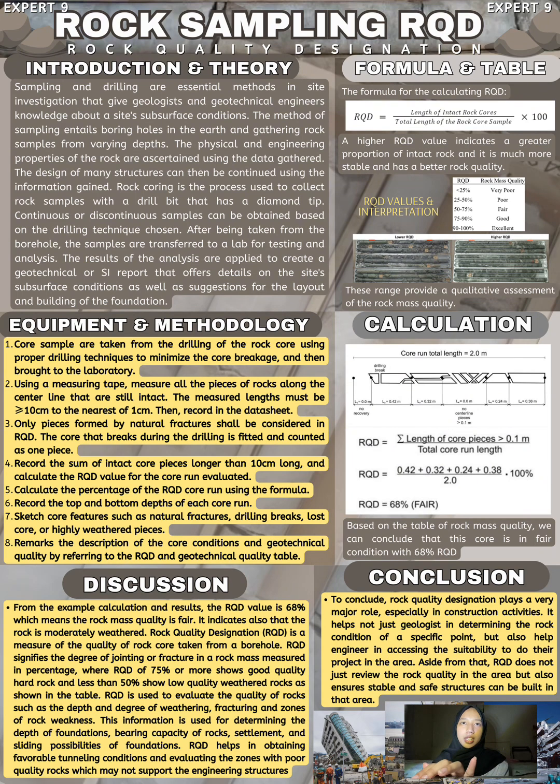And then for the calculation, here is the example. This is a core whose total length is 2 meters. And then we just add all the total length of core pieces, which is 0.42, 0.32, 0.24 and 0.38, and then we divide by the total core run length and then we multiply by 100. So for this core, it shows that it is in fair condition, which is 68%.